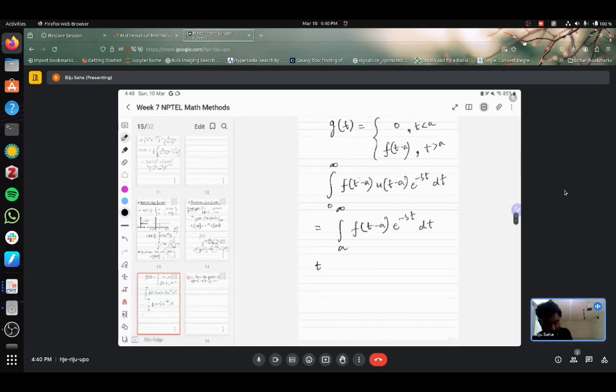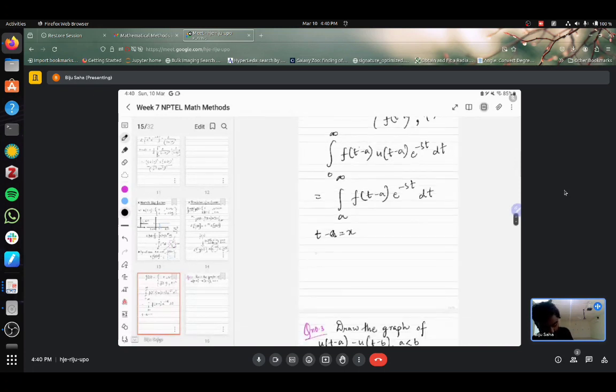t minus a is equal to x. So when we do that, what we have is basically e to the power minus s of (x plus a). So dt becomes equal to dx. t equals a becomes 0, so the lower limit becomes 0 and the upper limit continues to remain infinity, and we have f of x. Yeah, so we have e to the power minus sa and the remaining term is just the Laplace transform of f(x).